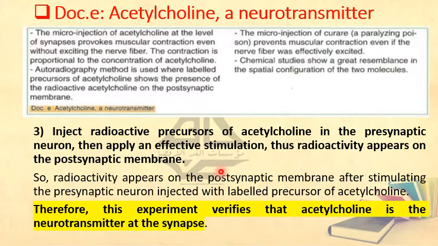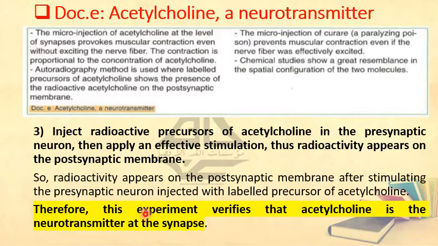So here they are showing you, how did we know this is the result? Because the radioactivity appeared on the postsynaptic membrane. Okay, so this means that they have moved. So this means that the message has moved from the presynaptic neuron to the synaptic cleft to the postsynaptic membrane, and it is transmitted. We followed the direction of the radioactivity. Okay, so this experiment verifies that acetylcholine is the neurotransmitter at the synapse. This means that it works at the level of synapse.